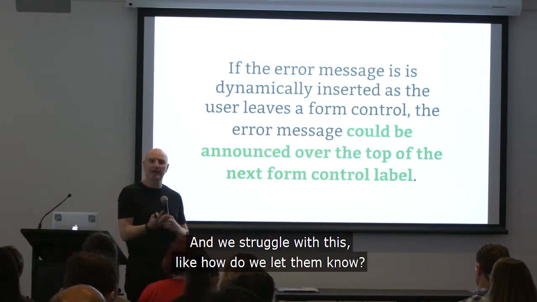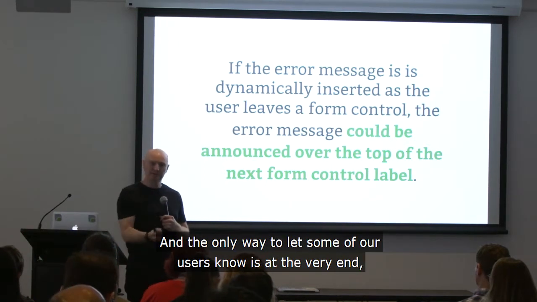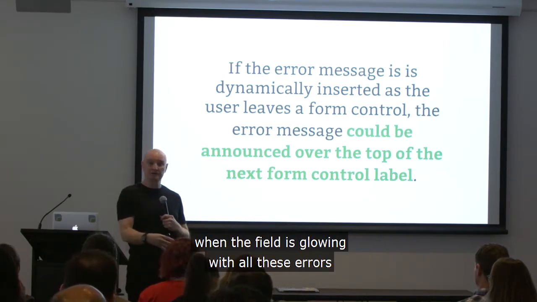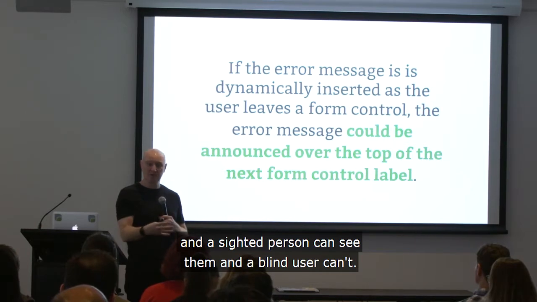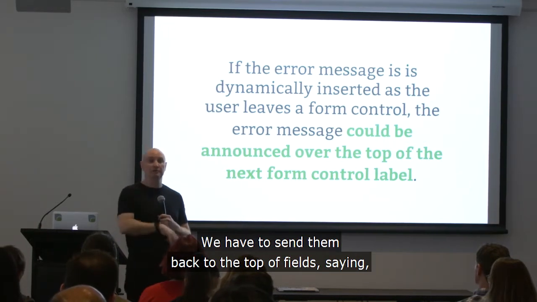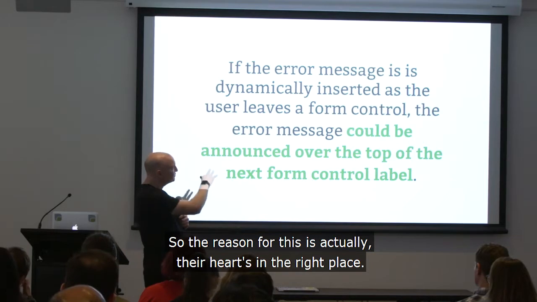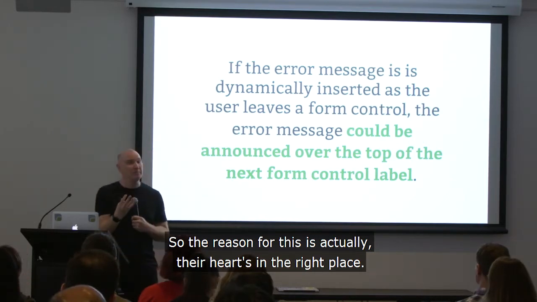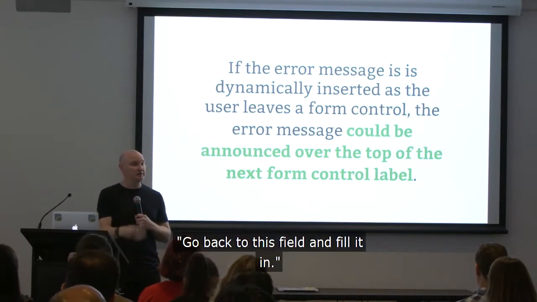And we struggle with this: how do we let them know? The only way to let some users know is at the very end, when the field is glowing with all these errors and a sighted person can see them and a blind user can't. We have to send them back to the top of the field and say, actually, all these are done. The reason for this is that the heart's in the right place. They're trying to say, hey, go back to this field and fill it in.